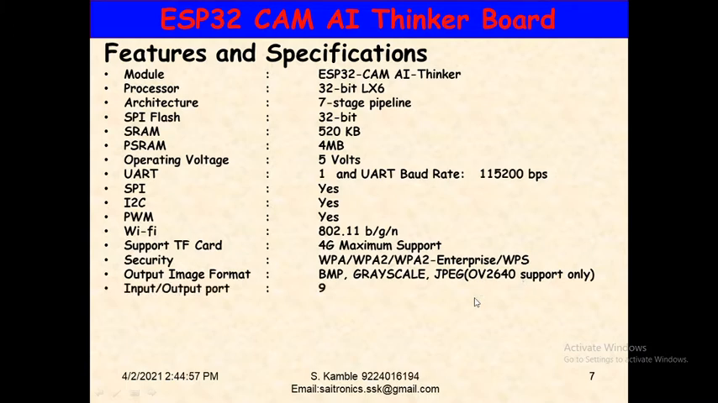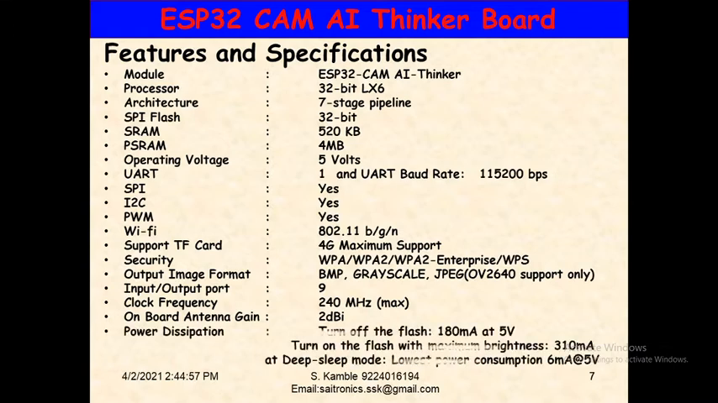It has 9 input output ports. Clock frequency is 240 MHz. Arduino Uno has 16 MHz, Node MCU has 80 MHz, whereas ESP32 CAM has a 240 MHz clock. Then it has an onboard antenna with gain 2 dBi and power dissipation.